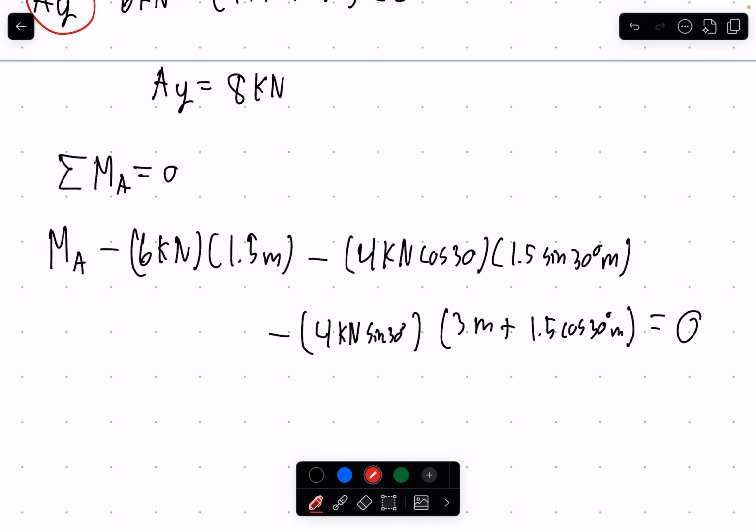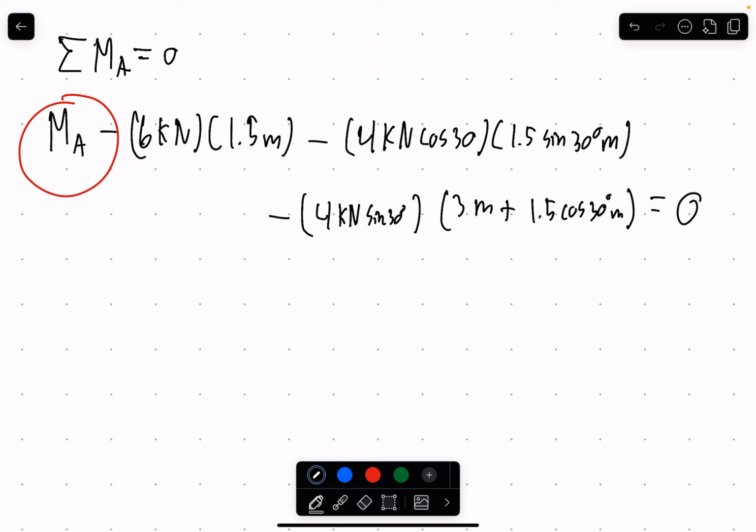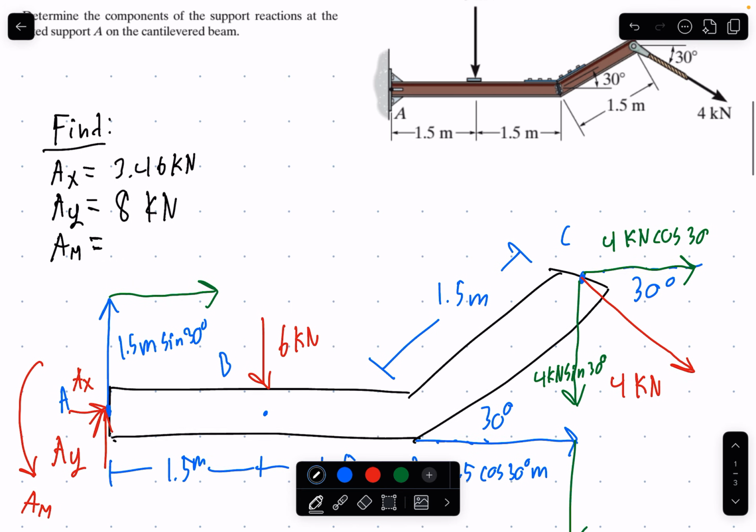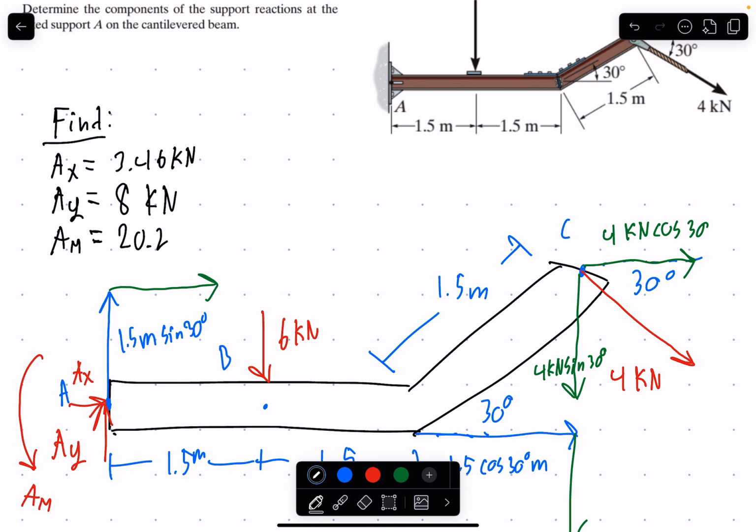It's a big long equation right here, but we only have one unknown, which will make our life pretty simple, to find the moment at A equal to 20.2 kilonewton meters. And that's going to be our third and final unknown. 20.2 kilonewton meters. And see, it's a positive answer right there. So this means that we drew this right here in the right direction. That's all it means.